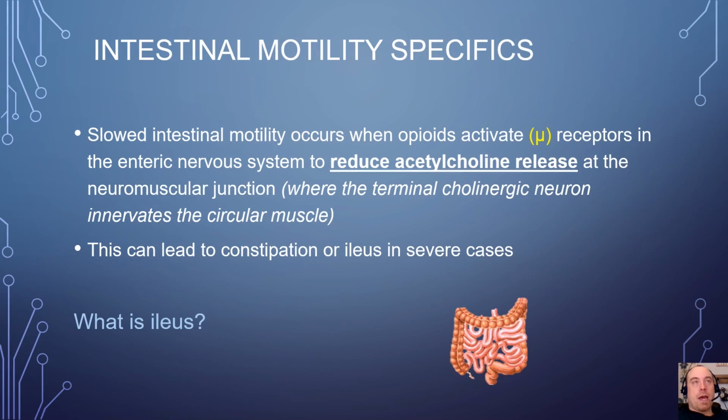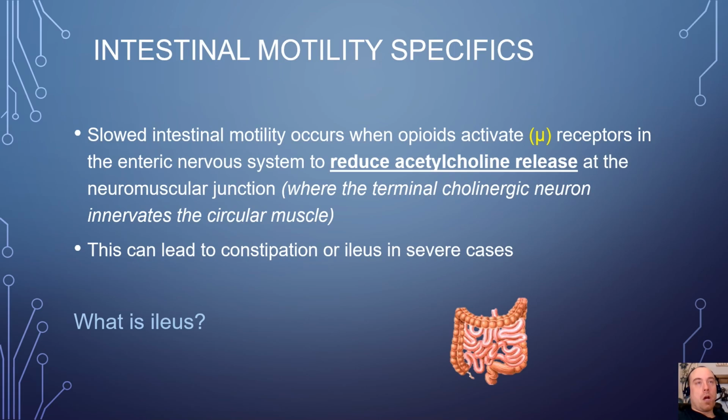So because the gastrointestinal side effect of constipation is so prominent and it doesn't really go away, and we do have medications that directly oppose that on a receptor level, I wanted to talk a little bit more about the mechanism. So slowed intestinal motility occurs when opioids activate the mu receptors in something called the enteric nervous system.